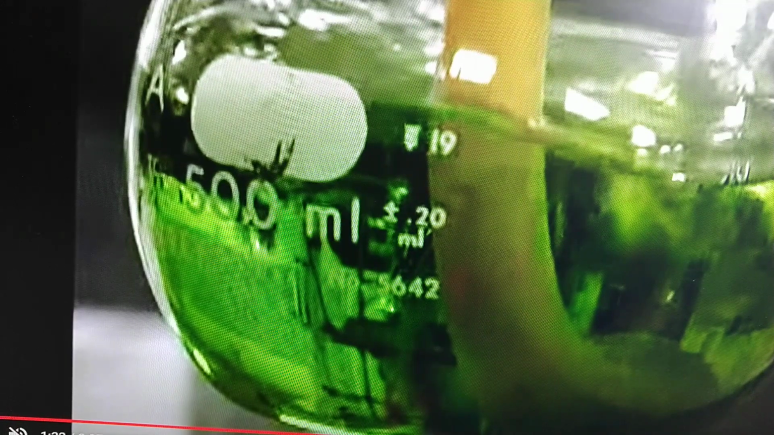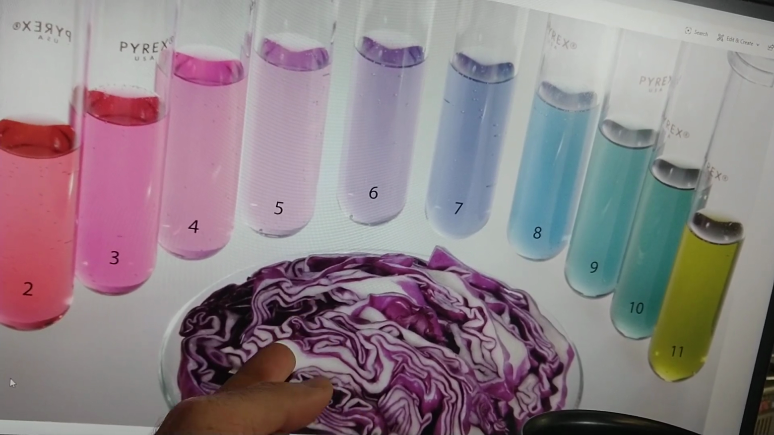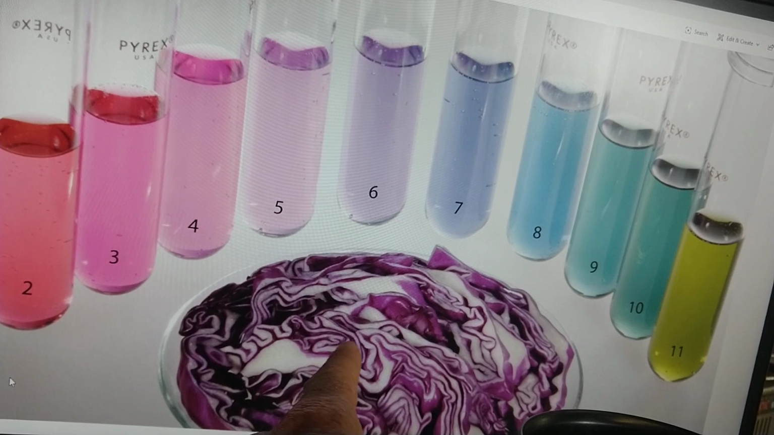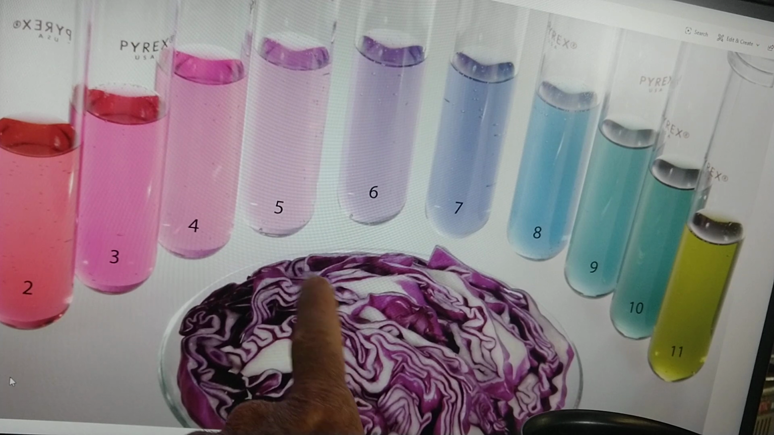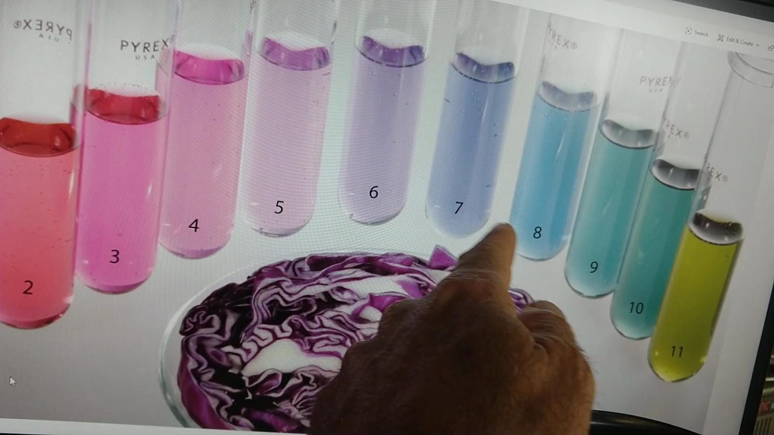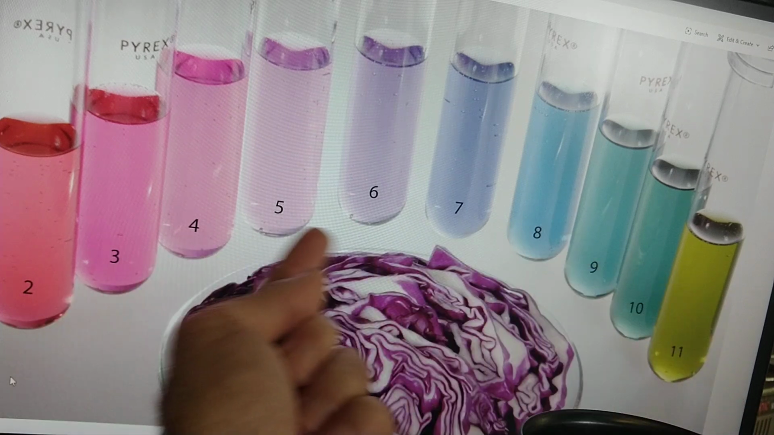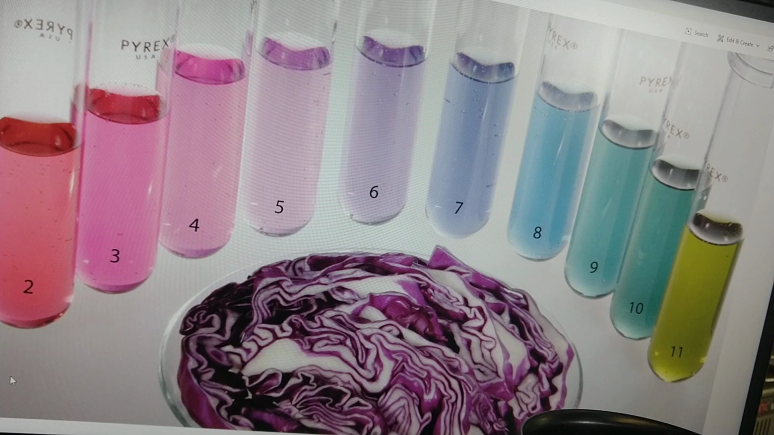Probably the most famous indicator you're used to seeing is cabbage. Here is some cabbage juice. This is another thing I've liked to do in class. You take the cabbage and you just mush it up, right? And you know cabbage has purple and green and different colors in it. And then here is all the different colors that cabbage juice turns in these different pHs. So cabbage juice was a really good indicator that we used early in the study of pH.